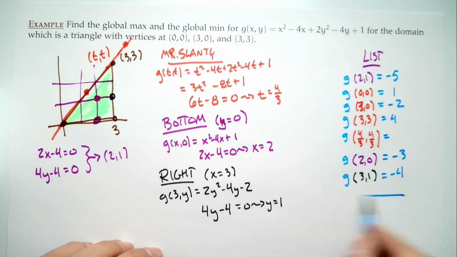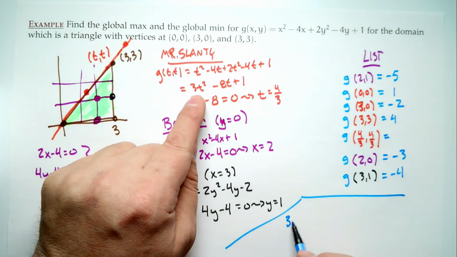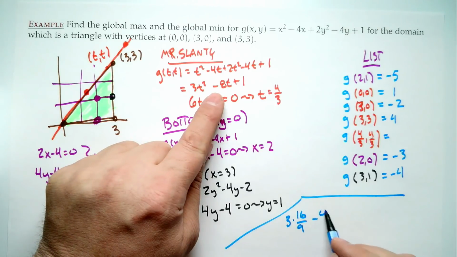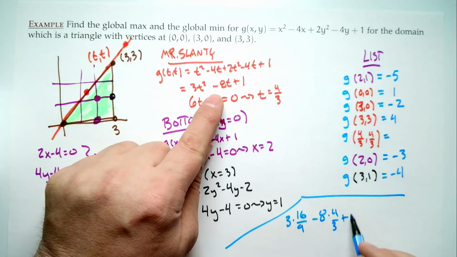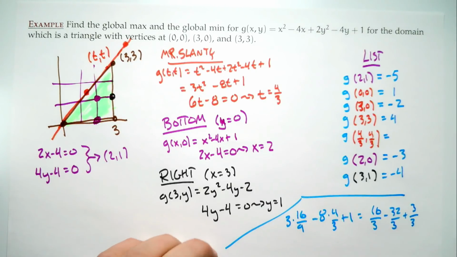Okay, 4/3, 4/3. Well, time to face up to it. That would be 3 times 16 over 9 minus 8 times 4 over 3 plus 1. Now, the good news is this is 16 over 3 minus 32 over 3 plus 3 over 3, which will give us what?